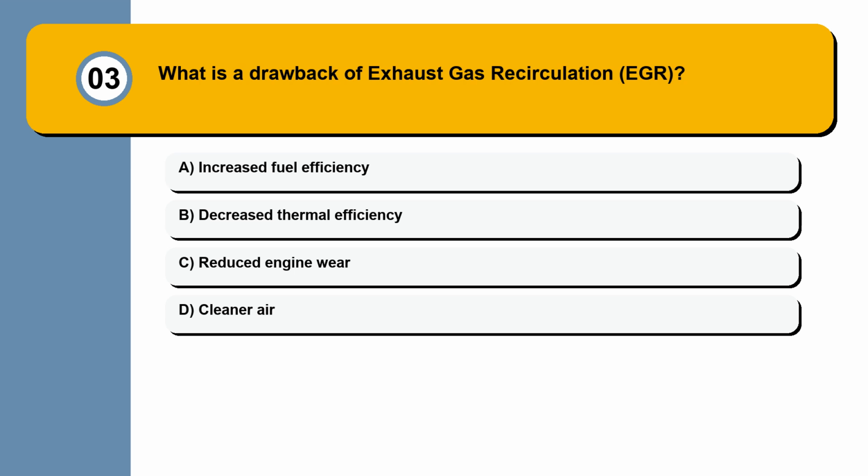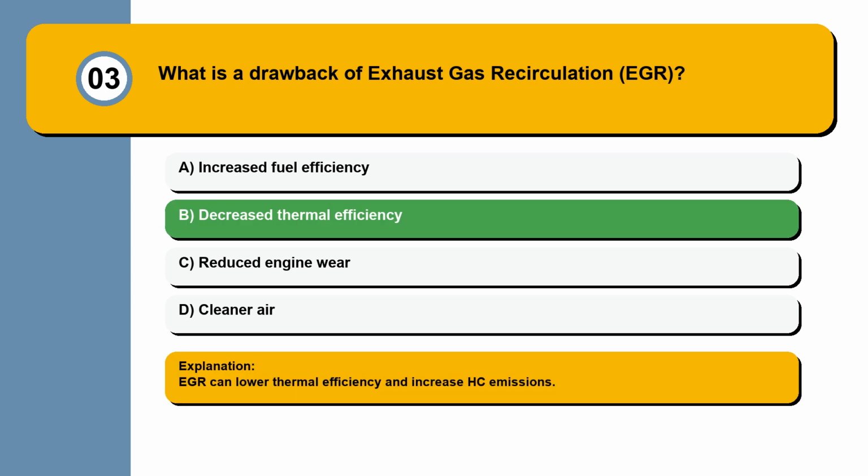Question 3. What is a drawback of exhaust gas recirculation, EGR? Increased fuel efficiency, decreased thermal efficiency, reduced engine wear, cleaner air. EGR can lower thermal efficiency and increase HC emissions.